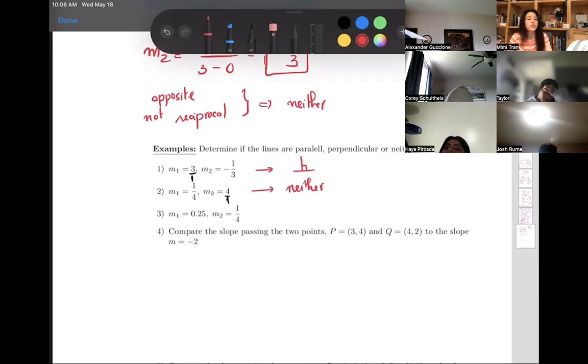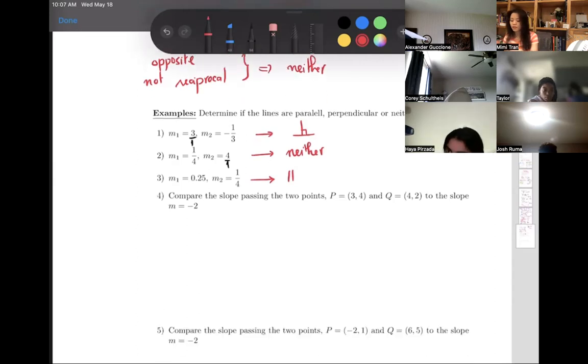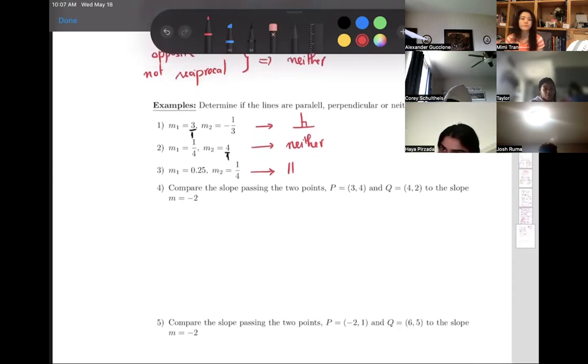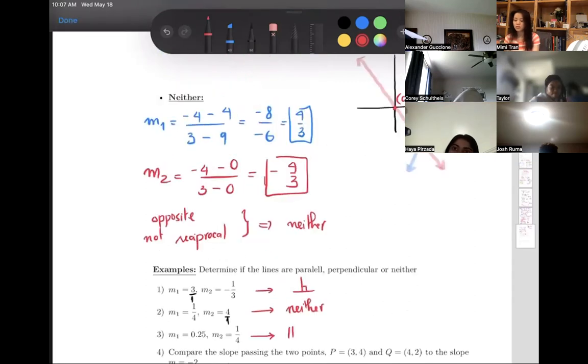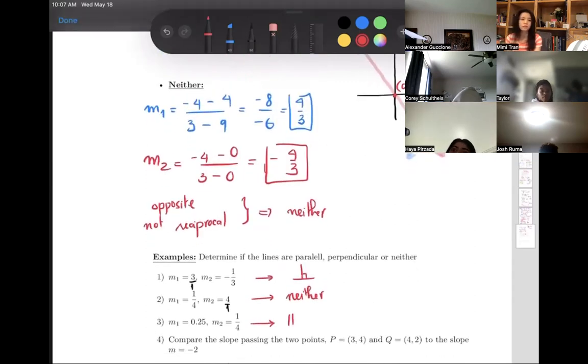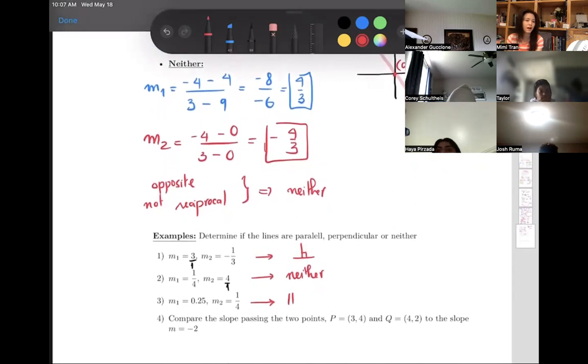Somebody else, number 3. Don't let one person do all the work. Oh, parallel. Good, right? Parallel, because 0.25 is the same thing as 1/4. Oh, wait, quick question. For number 2, is it neither because it isn't -1/4 and 4/1? Yeah, it's the same thing we did here for the neither part. They're reciprocal, but they're not opposite.